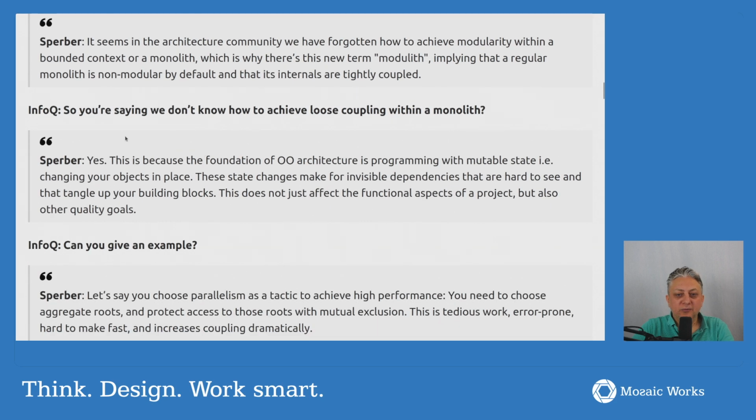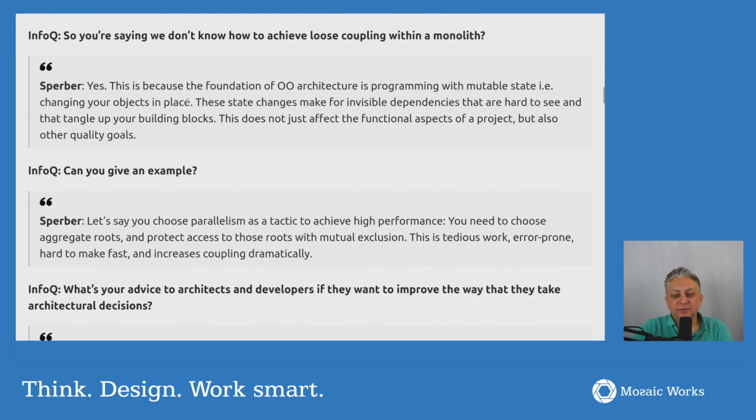So you are saying we don't know how to achieve loose coupling within a monolith. Yes, this is because the foundation of our architecture is programming with mutable state that is changing your objects in place. These state changes make for invisible dependencies that are hard to see and that tangle up your building blocks. This does not just affect the functional aspects of a project, but also other quality goals. That is true to some extent.